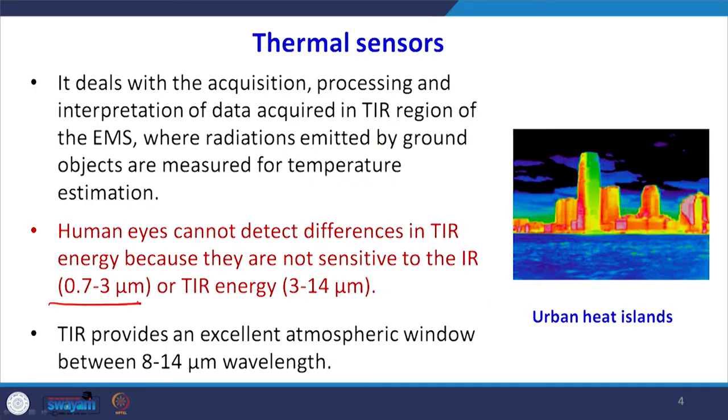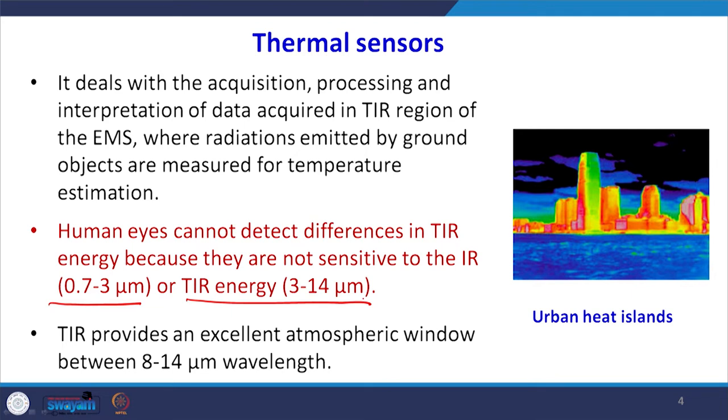So, our eye, the human eye, basically cannot detect the differences in the thermal infrared part. The human eye is sensitive only in the visible part of the spectrum. But here we are taking the images in the infrared, which is ranging from 0.7 to 3 micrometer region, or thermal infrared energy, which is 3 to 14 micrometer wavelength. So, with our eye, we cannot directly correlate the temperature difference, cannot identify the difference and quantitatively measure that. We require some special kind of instrumentation in order to carry out the analysis of the thermal images.